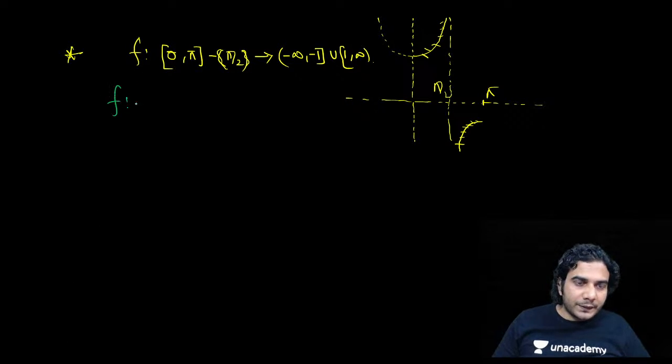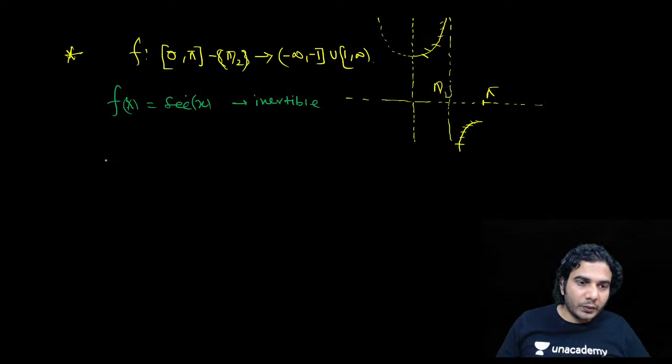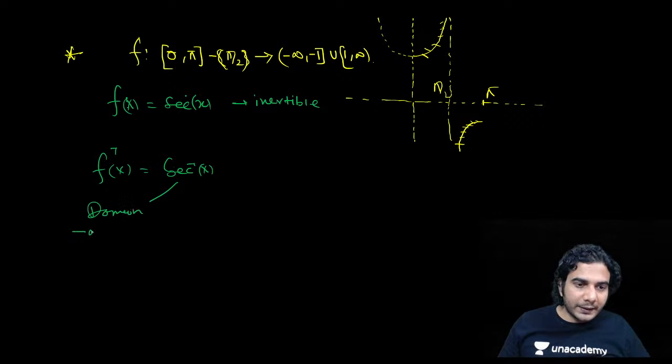Alright, so the f function is defined, fx is now defined as the sec x function in this interval, which is invertible, because of the points (1, 1) and (1, 2). Then we define f inverse x equal to sec inverse x, whose domain is minus infinity to minus 1, union 1 to infinity, and range is 0 to pi except pi by 2. Okay.